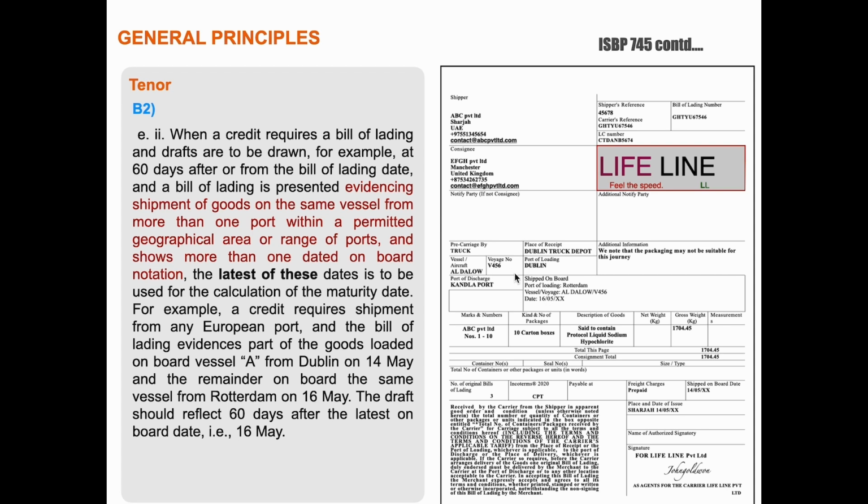See here, the voyage number, vessel name, everything is same, but part of the goods are shipped from Dublin and part are shipped from Rotterdam. So we have to consider the latest onboard date. In this case, it's exactly opposite of transshipment. We have to consider the latest date, that is 16th of May. So our 60-day count will start from 17th of May, right?